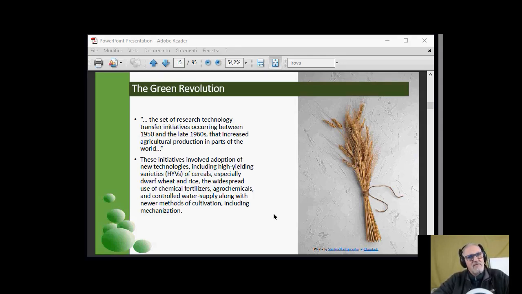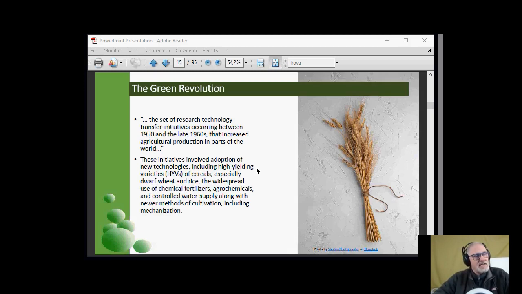And from a technical point of view, it's described as a technology transfer. But basically, what this amounts to is changing the varieties of cereals or of seeds which were grown, and cereals, we're talking about wheat and rice in particular.